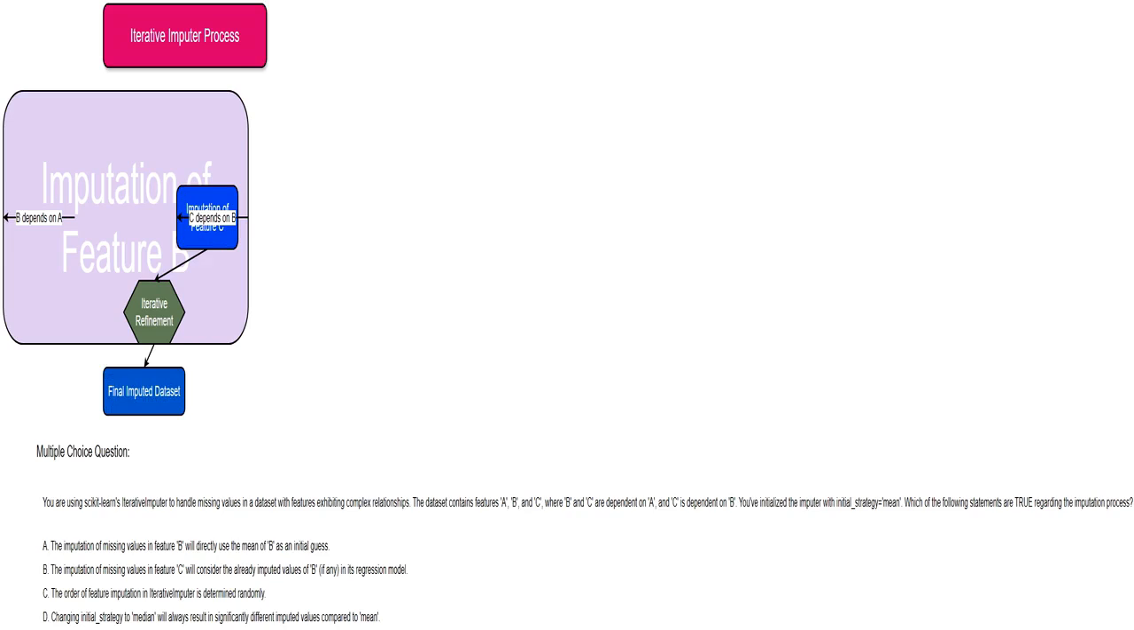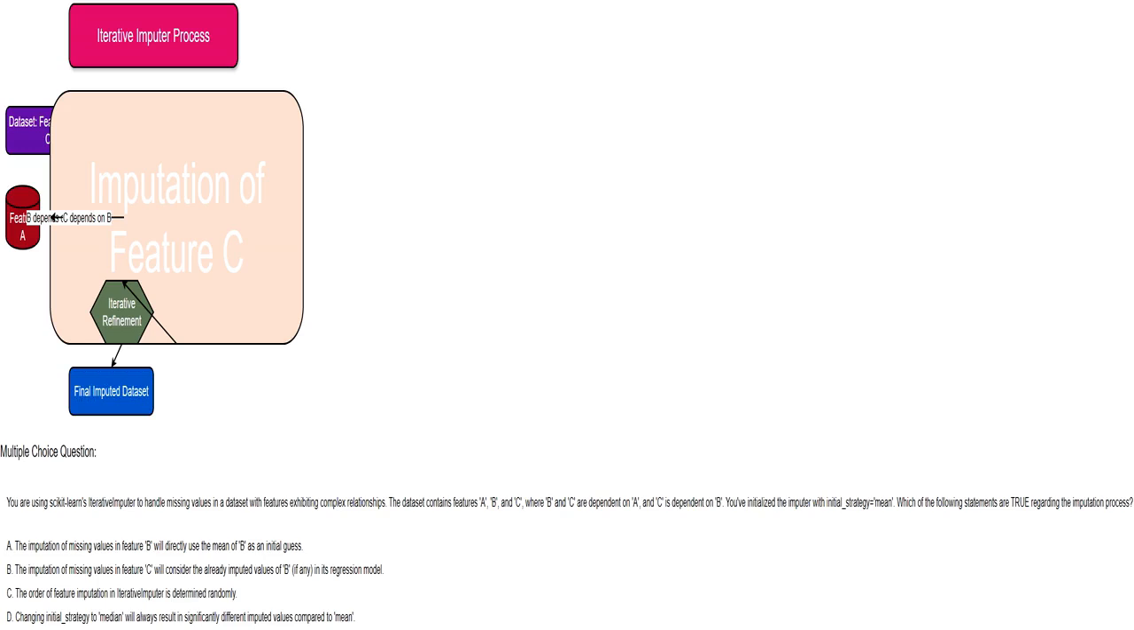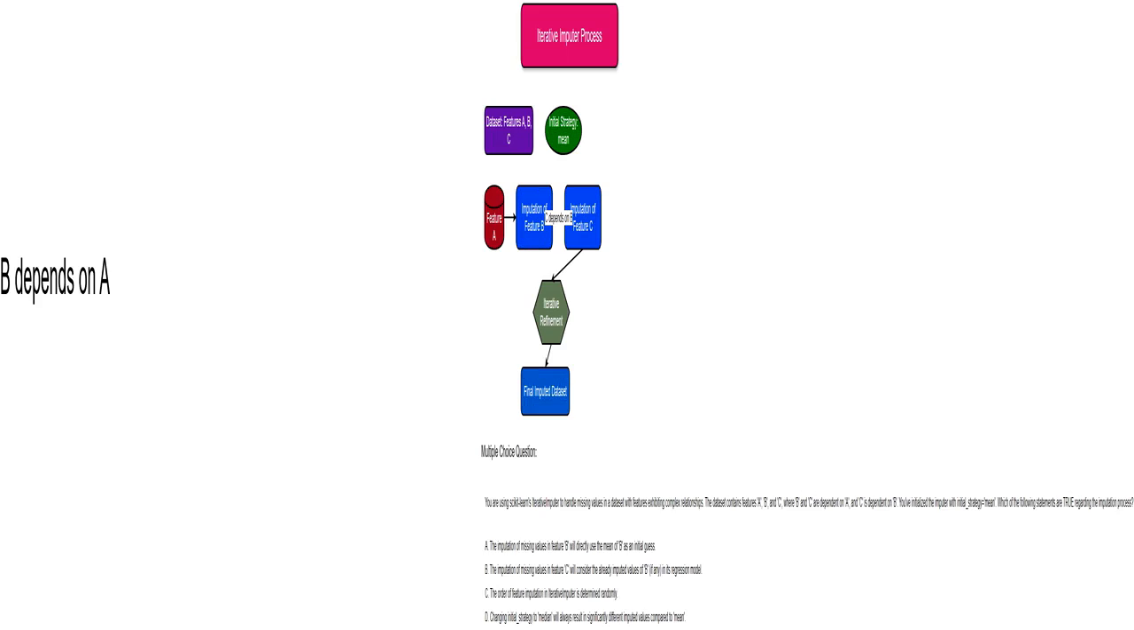First, IterativeImputer will tackle feature B. It uses the mean of the existing values in B as a starting point. It then refines this estimate by considering its relationship with feature A. Next, IterativeImputer tackles feature C. This is where the iterative nature becomes clear. Because C is dependent on B, IterativeImputer will use the already imputed values of B, improved from the initial mean guess, to produce a better estimate for C's missing values. This highlights the dependency.